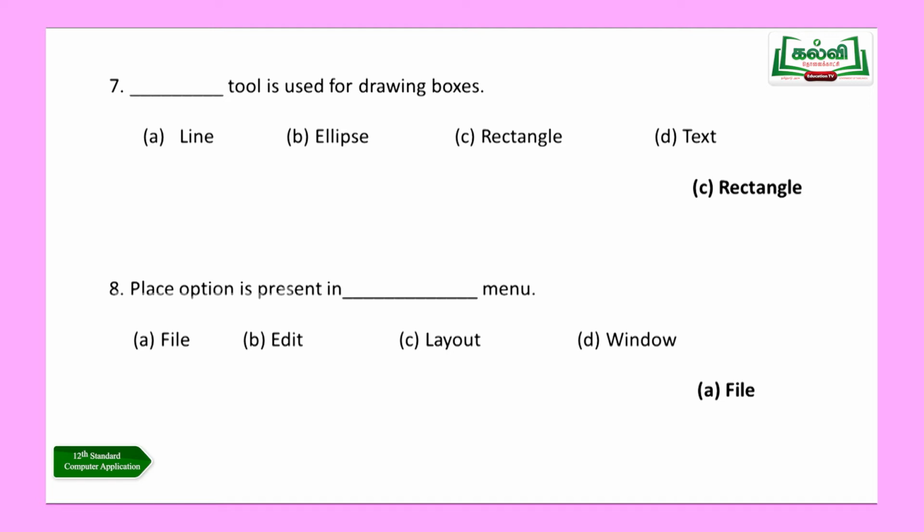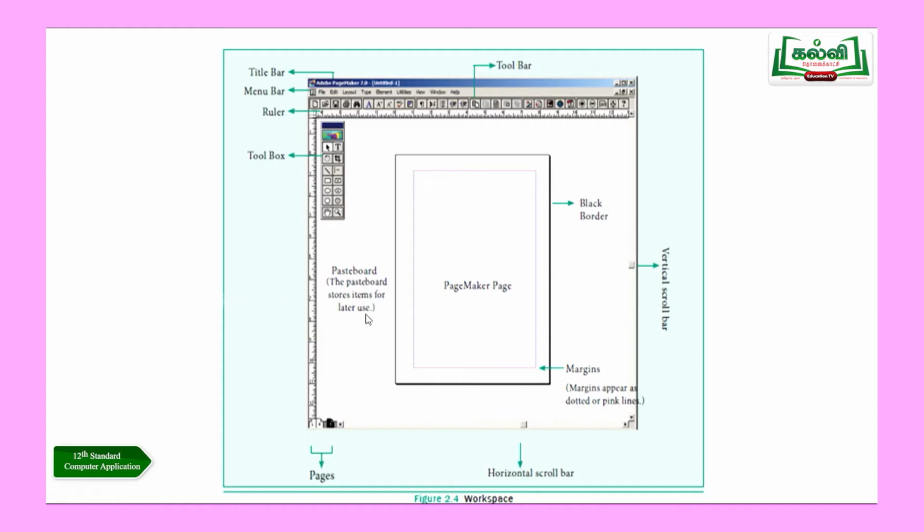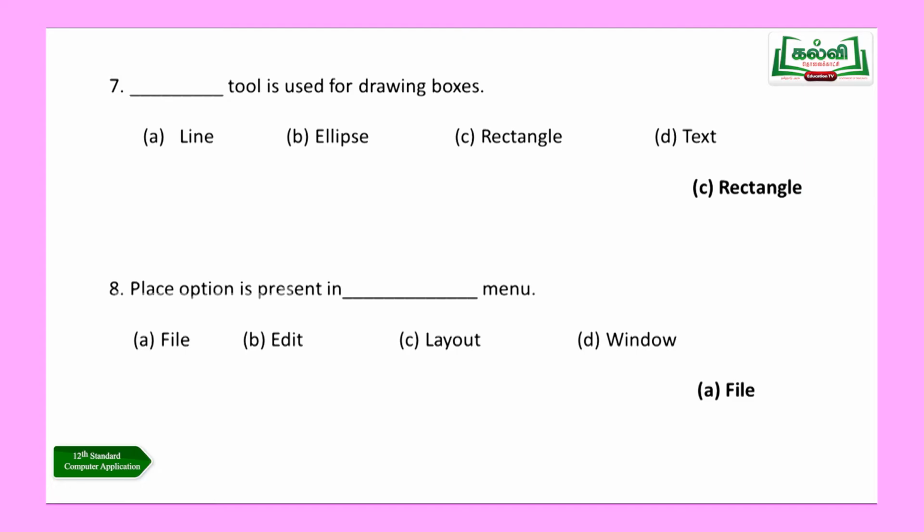Next we move on to the seventh question. The blank tool is used for drawing boxes. We have various drawing tools available in this software, because we will be using various shapes. Those shapes are available in your toolbox itself. I told you, remember the image. In the image, in the left hand side corner, you will have a box called the toolbox, with various tools available in it. The tool which is used for drawing boxes is the rectangle. For drawing circles and other shapes you will be using the ellipse. For drawing ordinary lines you will be using the line tool.